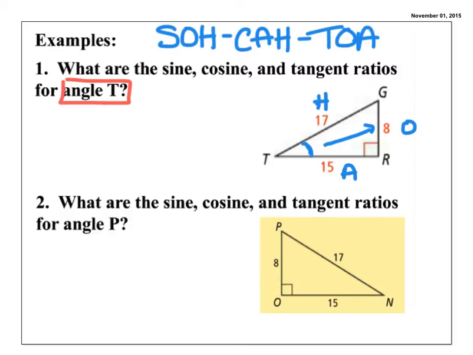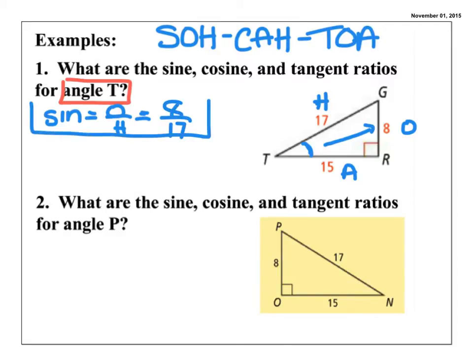Now, writing our 3 trig ratios. First of all, for sine, I'm going to go up to my SOHCAHTOA. My sine ratio requires an opposite and a hypotenuse. So I know that sine is equal to opposite over hypotenuse. Looking at my actual triangle here, my opposite is 8 and my hypotenuse is 17. So I'm going to write that as 8 over 17. So my sine was 8 over 17.